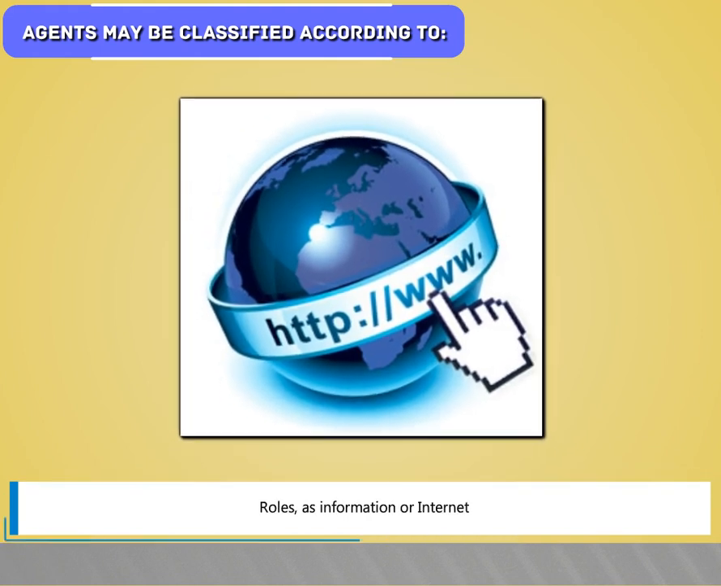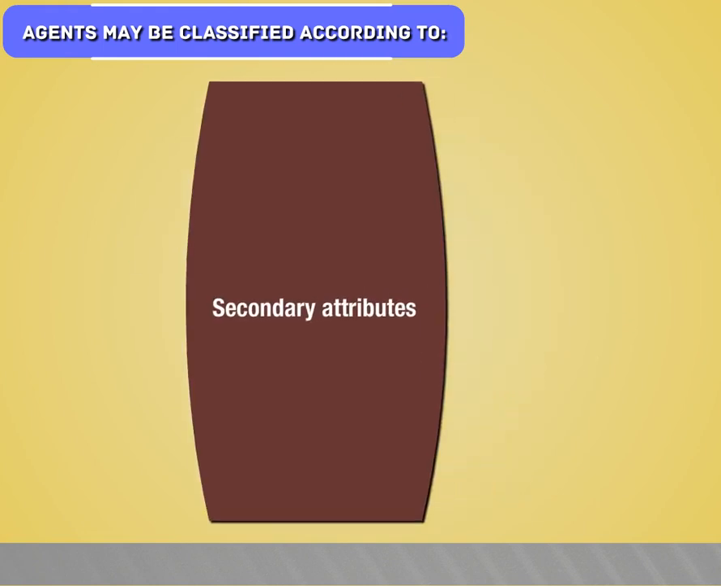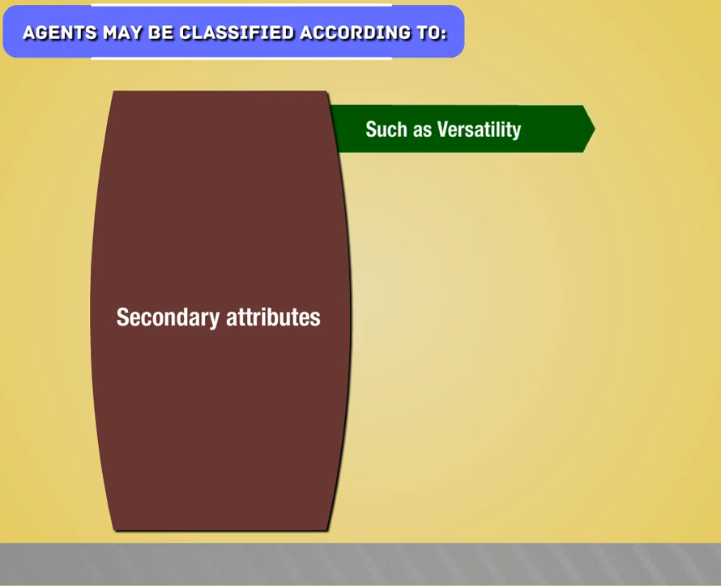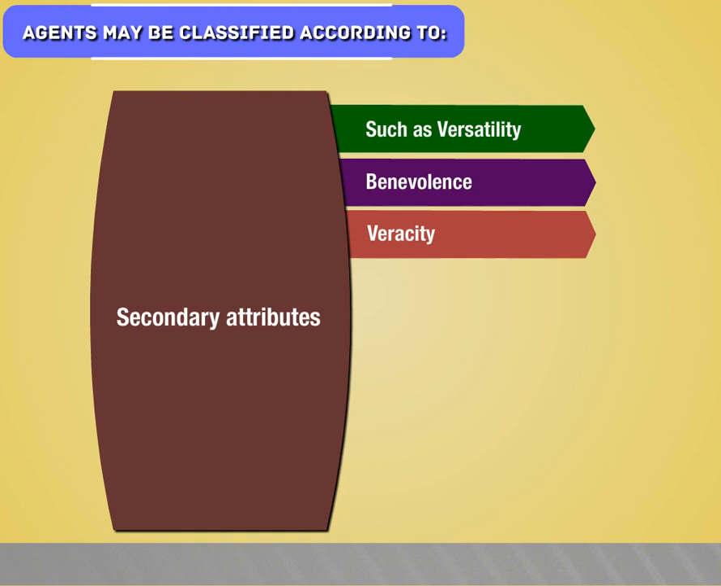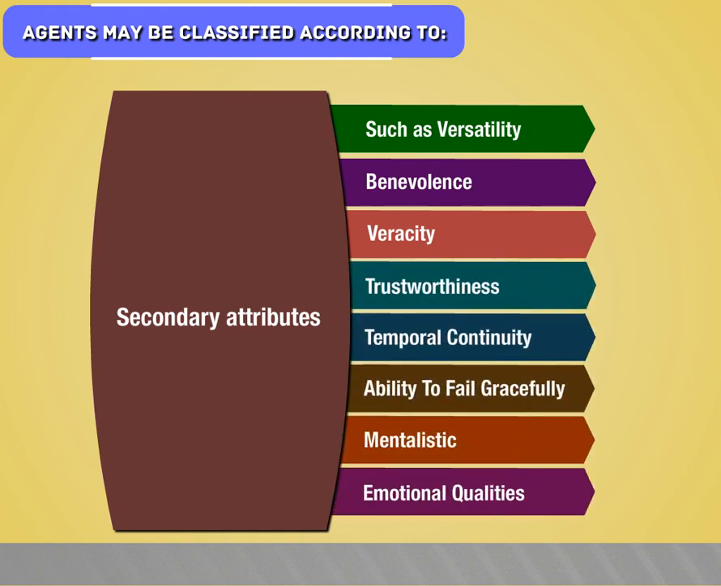roles as information or internet, hybrid philosophies which combine two or more approaches in a single agent, secondary attributes such as versatility, benevolence, veracity, trustworthiness, temporal continuity, ability to fail gracefully, and mentalistic and emotional qualities.